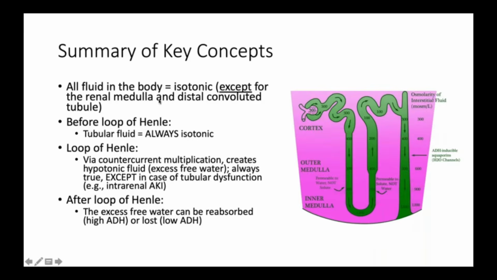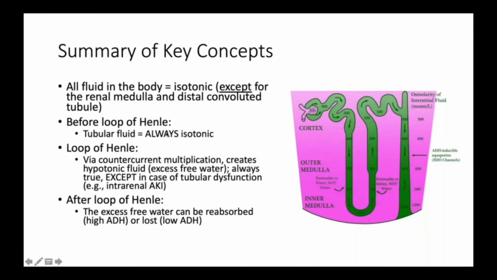So the summary of the key concepts that we're going to discuss is basically that, first, all fluid in the body is isotonic, except the renal medulla and the distal convoluted tubule. I think it's much easier to know the exception, and then everything else is the rule. So the exception is the renal medulla and the distal convoluted tubule. The renal medulla gets pretty hypertonic, and the distal convoluted tubule gets pretty hypotonic. But outside of those two things, everything in the body is basically isotonic, except for sweat. Technically sweat is, but everything inside the body.